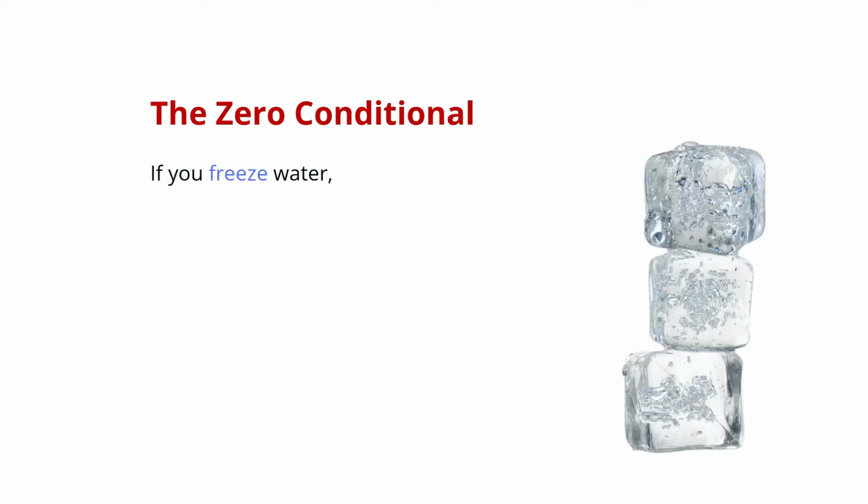In this lesson we are going to look at the zero and the first conditional. The zero conditional is a statement of fact, which is always true. If you freeze water, it turns into ice. This always happens. You see how the sentence uses the present tense verbs freeze and turns.